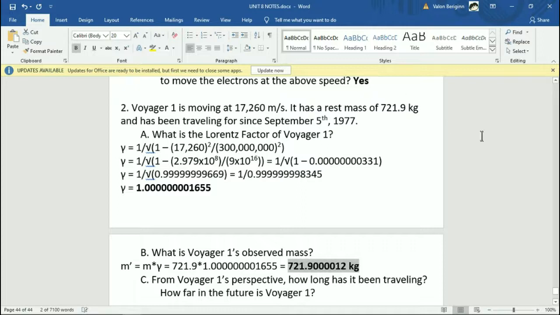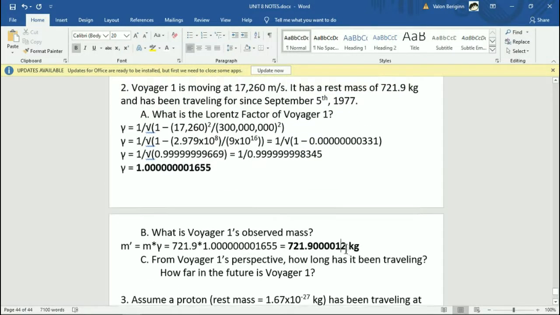So how much is that? Okay, so that's kilograms, that's hectograms, that'd be grams, and that would be grams. So it's a little bit more than 1 milligram heavier than it actually is. Basically, that's what it appears to be. Which, I don't know, it looks like it has an extra little bit of dust on it. Okay, so from Voyager 1's perspective, how long has it been traveling into the future?